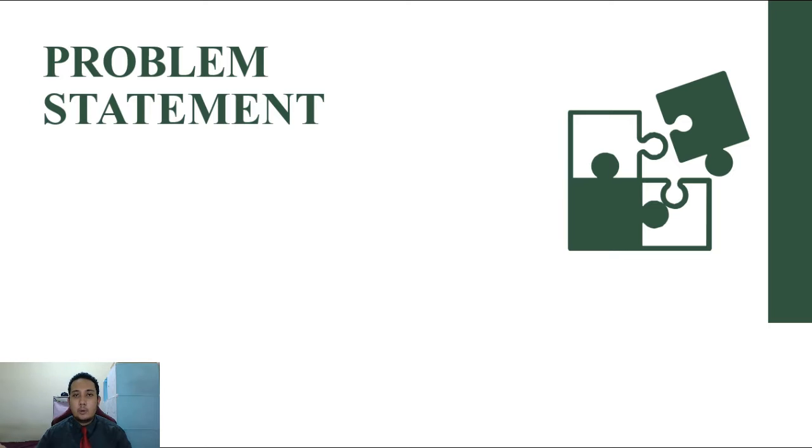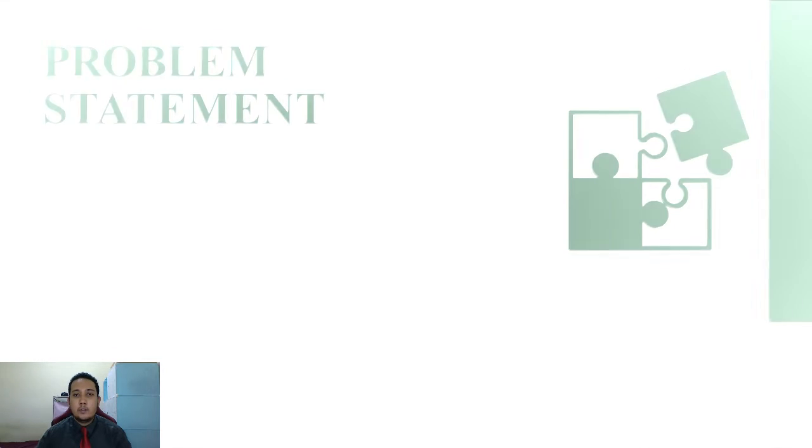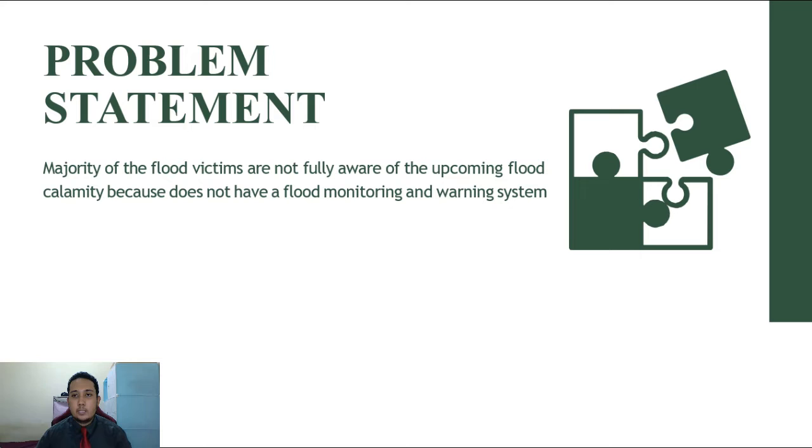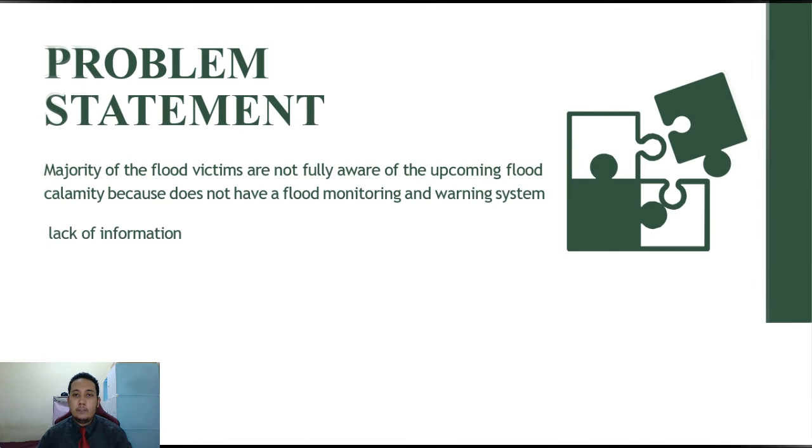Next, for the problem statement of this project, first, the majority of the flood victims are not fully aware of the upcoming flood calamity because they do not have a flood metering and warning system. Furthermore, the victims lack information. For example, the majority of the flood victims are not fully aware of the upcoming flood calamity because they do not have a flood monitoring and warning system.